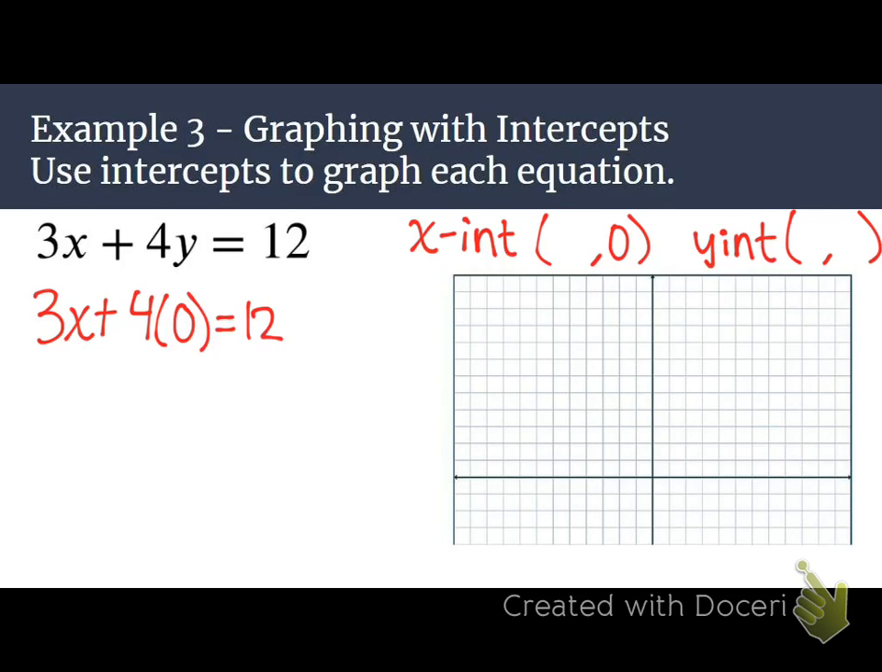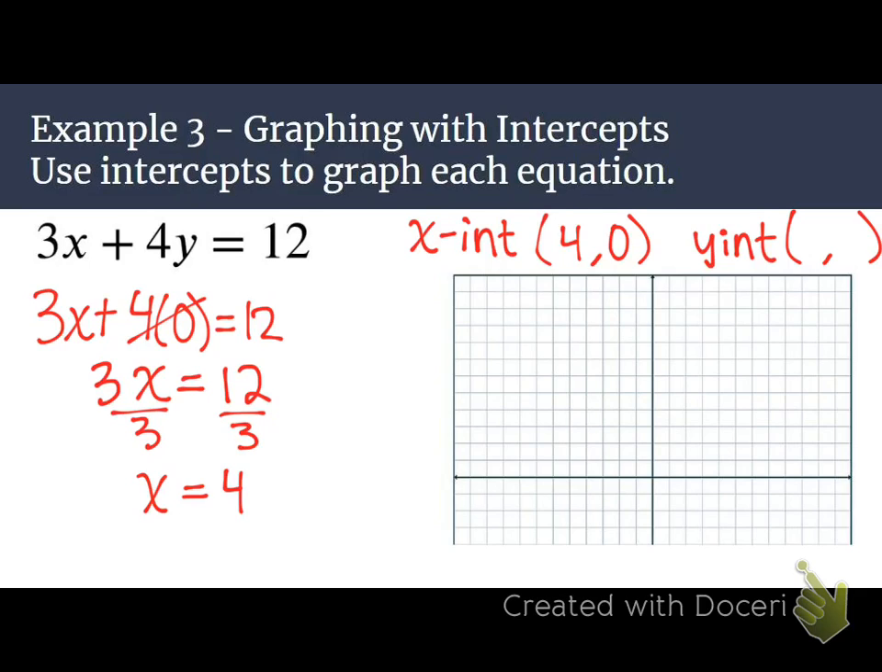Sorry. How am I going to solve this? 4 times 0 is 0. 3x is equal to 12. A 0 is just going to be gone. We don't need it. And therefore we can divide both sides by 3 and get that x equals 4. So I know what my x-intercept is as a point.